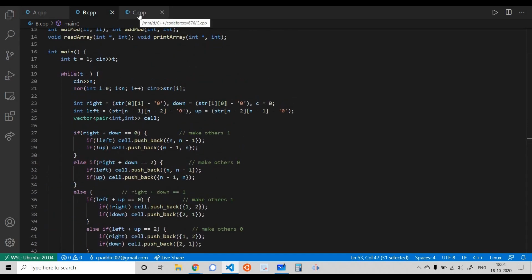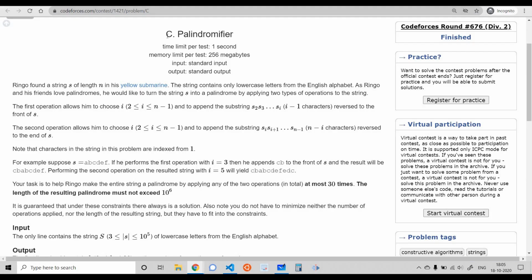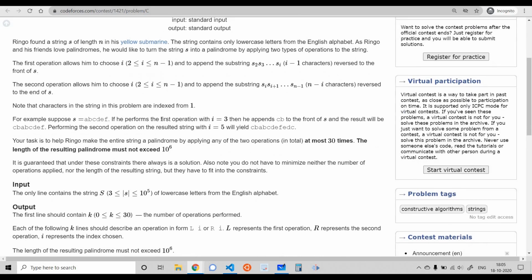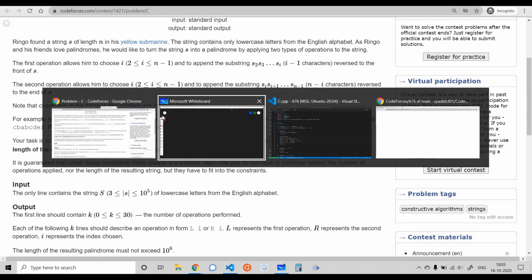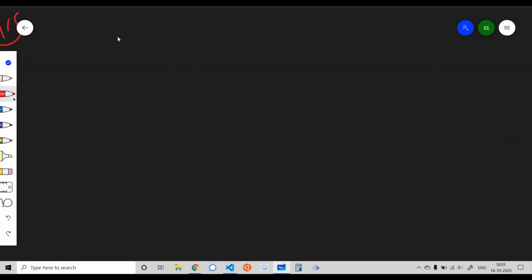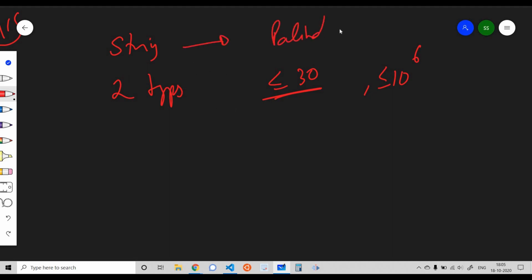Let's look at the next problem. So problem C is called palindromifier. You can read out the problem statement. I would be explaining it in my own words again. We have been given a string and we can perform 2 types of operations, and we need to perform at most 30 operations, and after performing the operations the length of our string should not exceed 10 to the power 6, and we need to convert it into a palindrome.